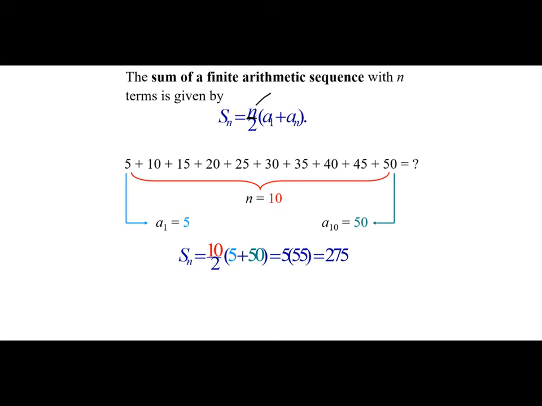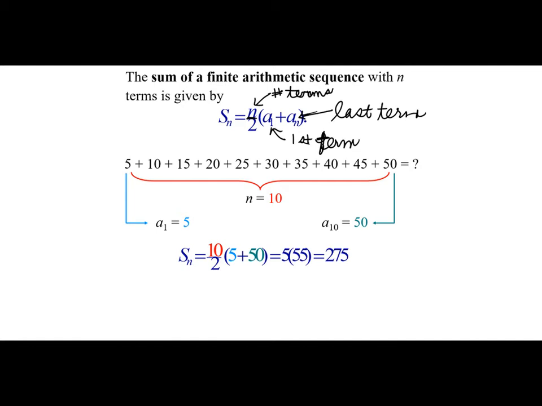So n is the number of terms in the sequence. A sub 1 is the first term. And then our a sub n is our last term of the sequence.